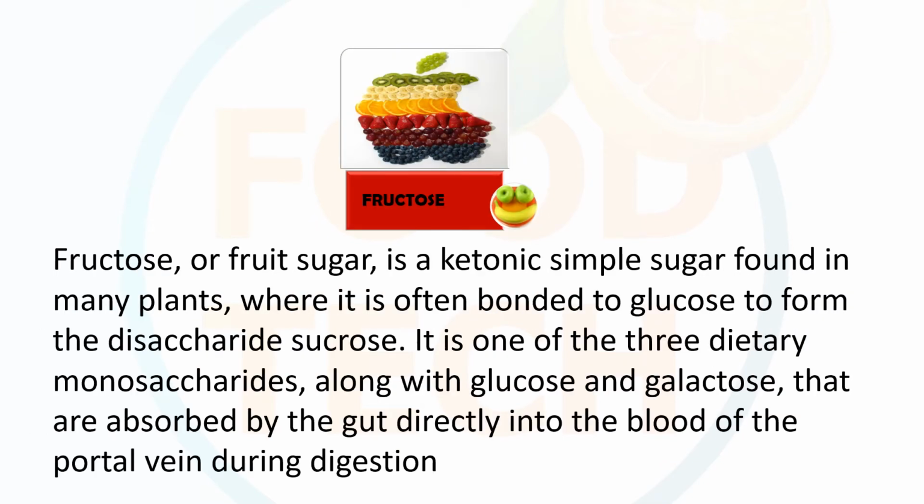And the fourth sugar is fructose, and it is the ketonic simple sugar, and it is widely found in different types of fruits, and in technical terms we can say it is bonded with glucose to form the disaccharide sugar. Okay, so this was all about the different types of sugars.